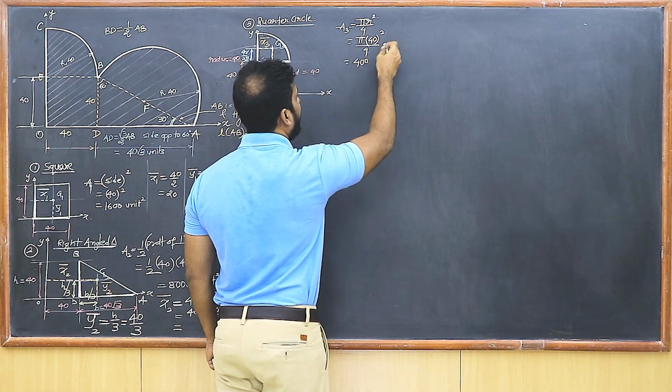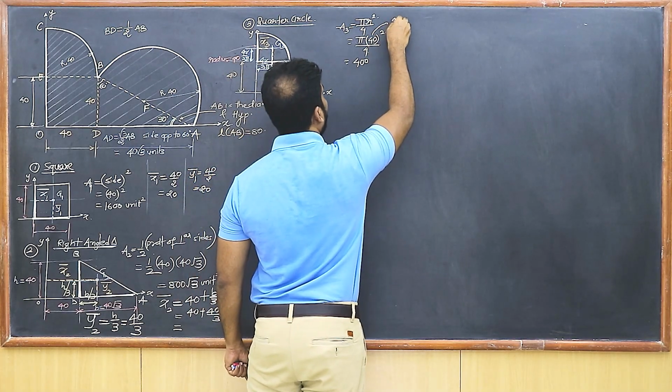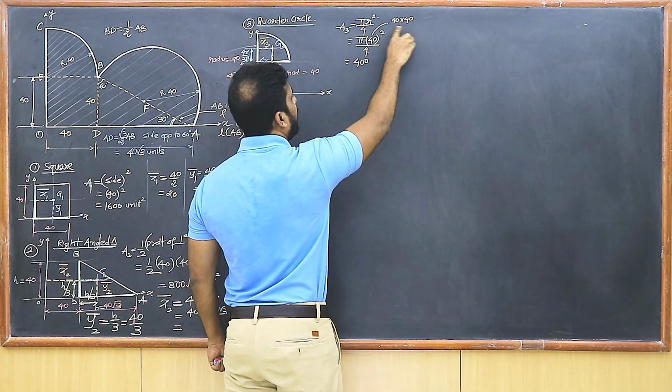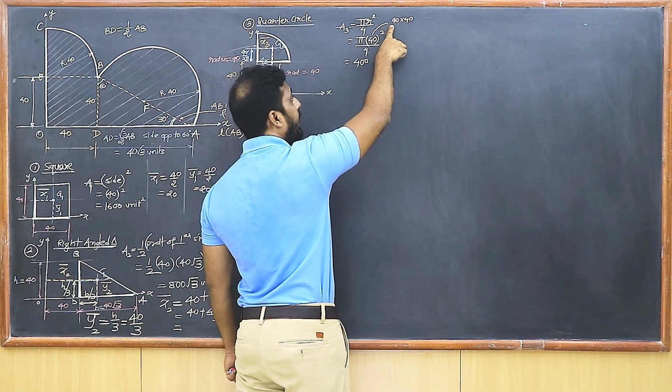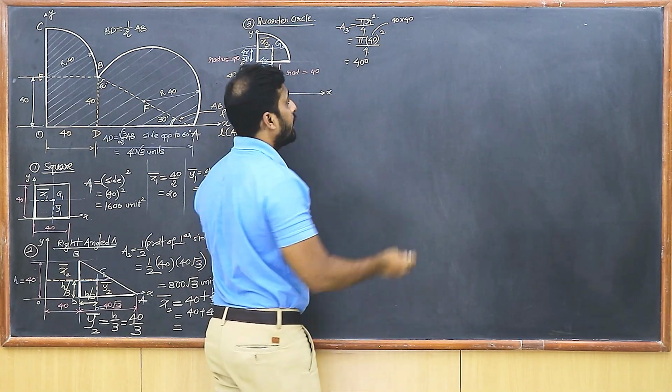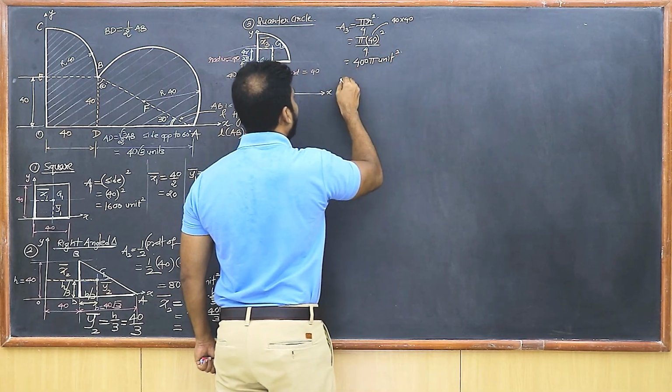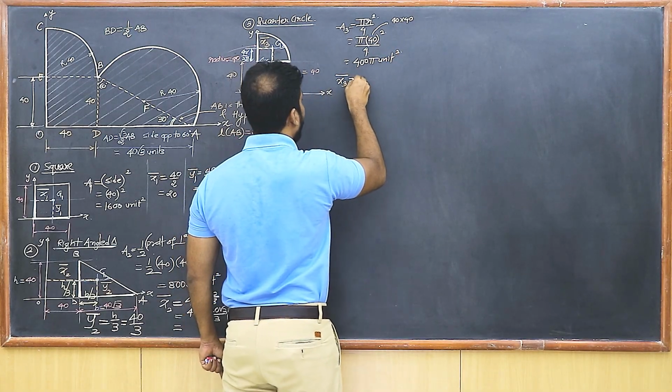So that's 40 into 40. You can observe this very carefully. Do the calculations very carefully. 40 into 40. So this is 4 getting divided. 4 and 40 cancels. You get 10. 10 into 40. That's 400. So that's 400 pi unit square. That's A3. Let's quickly get X3 bar also.